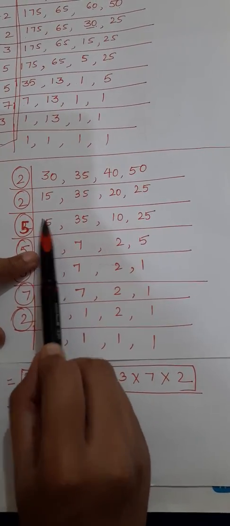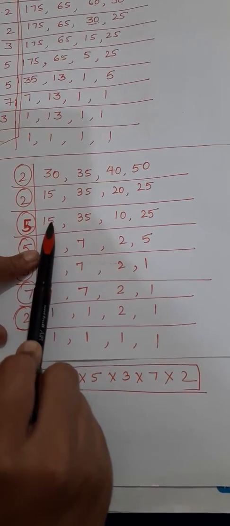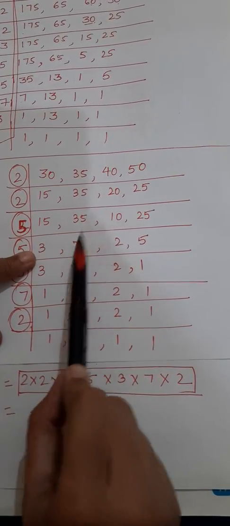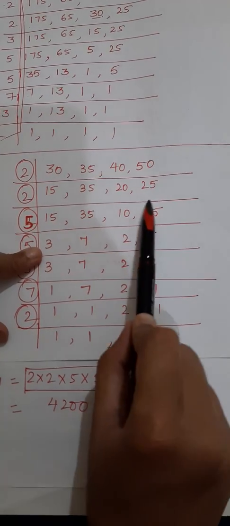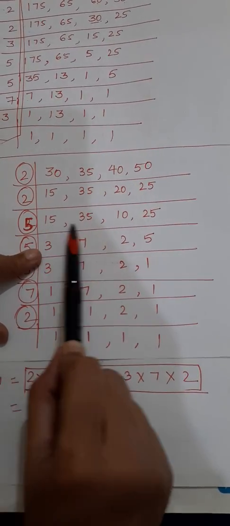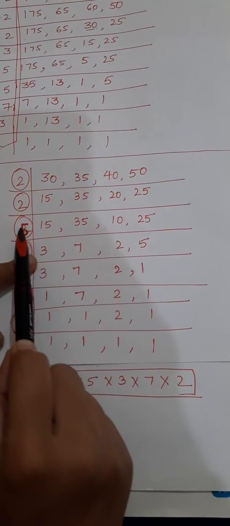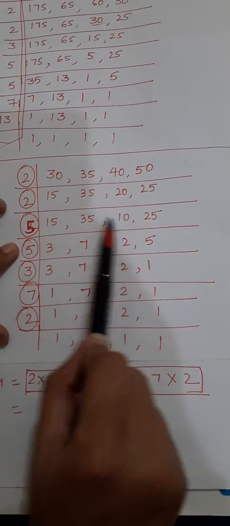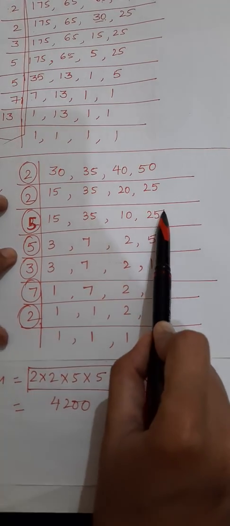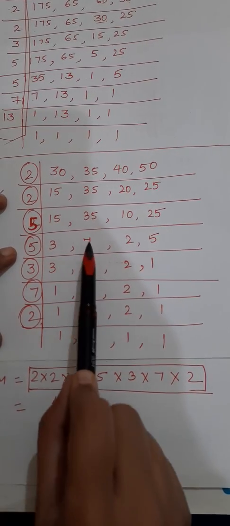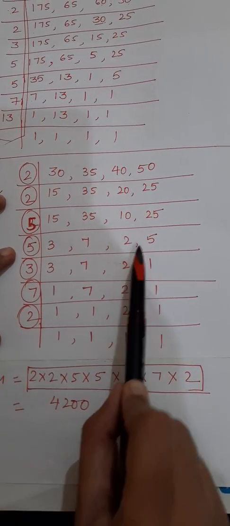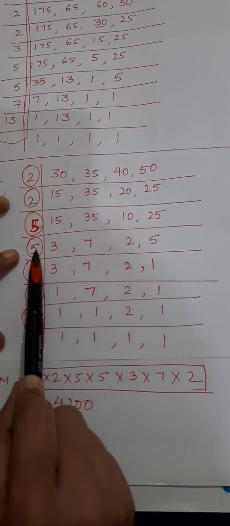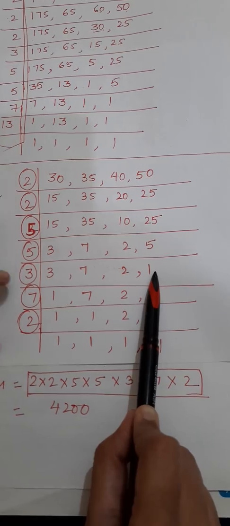See the next now. This 15, 3. When we divided this 15 by a certain number, we got 3. 35 by 7. 10, we got 2. And then 25, we got 5. That means all these numbers are divided by 5. Because 5 3s are 15. 5 7s are 35. 5 2s are 10. And 5 5s are 25. Done. Next. 3, 7 and 2 are as it is, but 5 we have got 1. That means this 5 is divisible by this 5 to give 1.